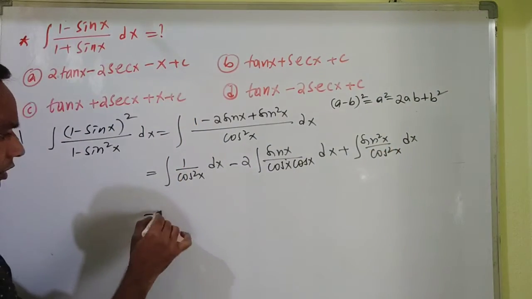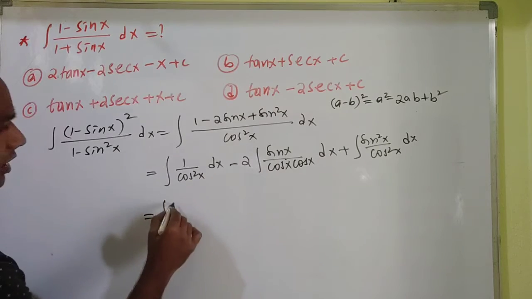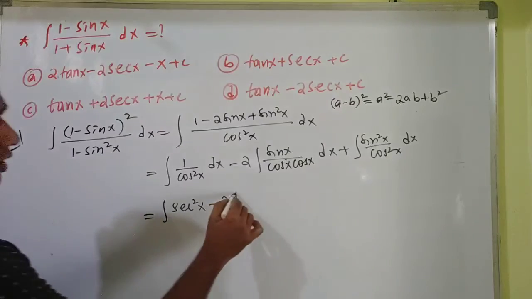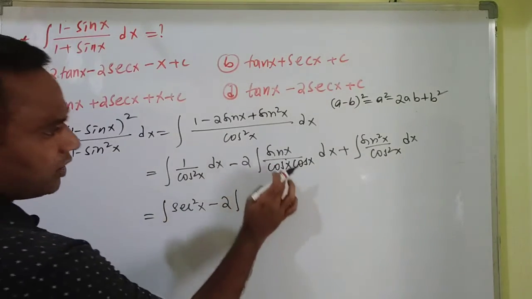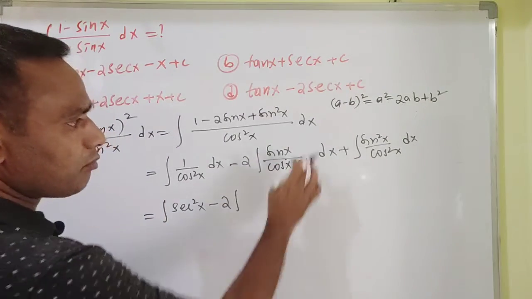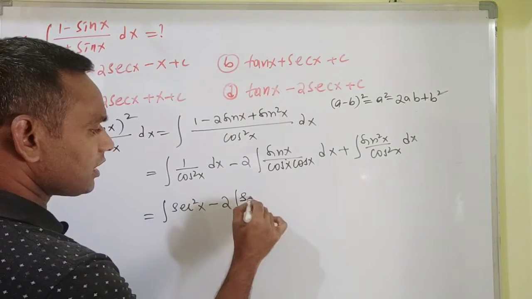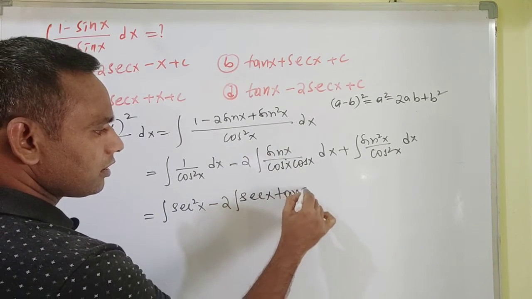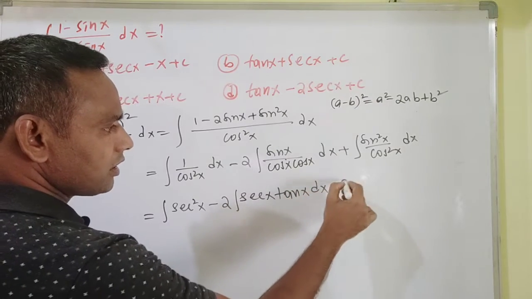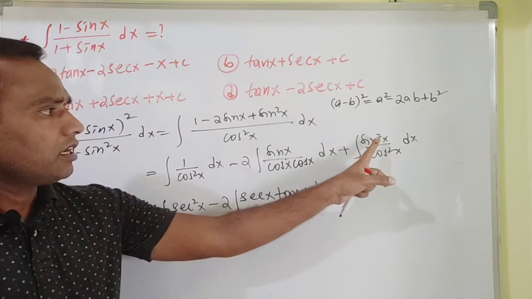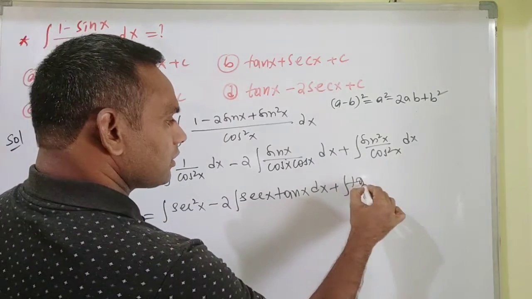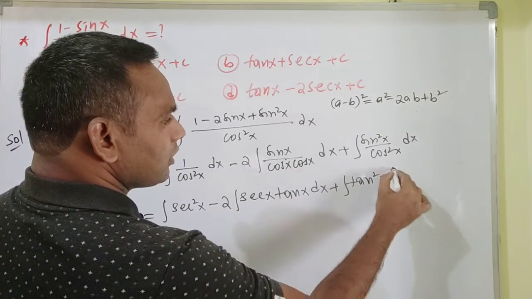Now write the answer. We know that 1 by cos square x is sec square x, minus 2 integration of sin x by cos x into 1 by cos x, which is tan x into sec x, dx. Plus integration of sin square x by cos square x, which is tan square x, dx.